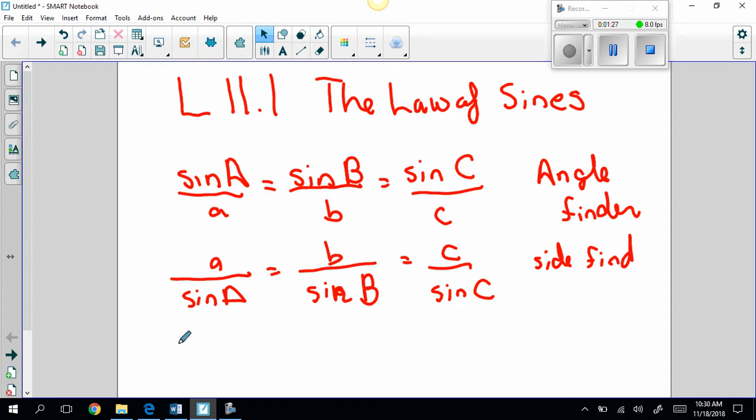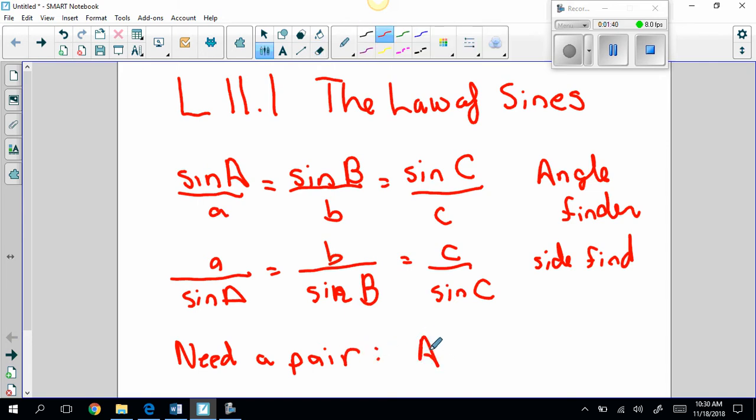What you need is a pair. What do I mean by that? Let's spell pair, not like pain, that pair. You need an angle A and a little a, or you need an angle B and a little b, or you need an angle C and a little c.